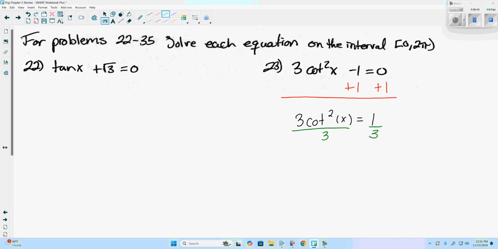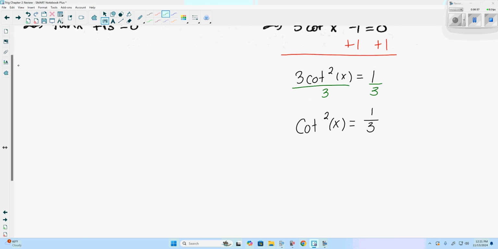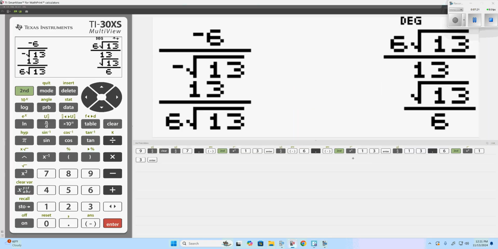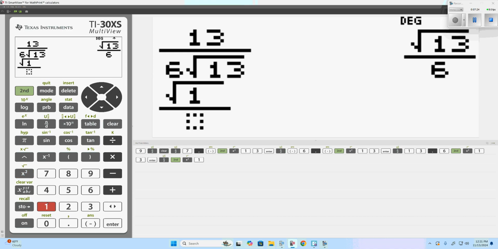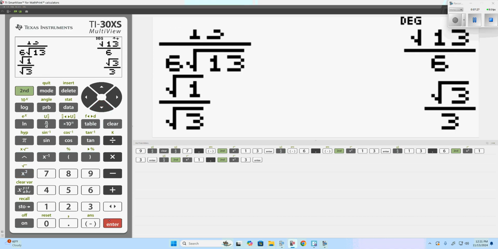Still need to get it by itself, so we can divide both sides by 3, telling us that cotangent squared of x is equal to 1/3. And lastly, to get cotangent by itself, we're going to take square root of both sides. Now the nice thing with our cotangent squared is when we take the square root of it, it's just going to become cotangent of x is equal to plus or minus. Now we need to take the square root of 1/3. Let's will do it, but we just have to split it up to the square root of 1 over the square root of 3.